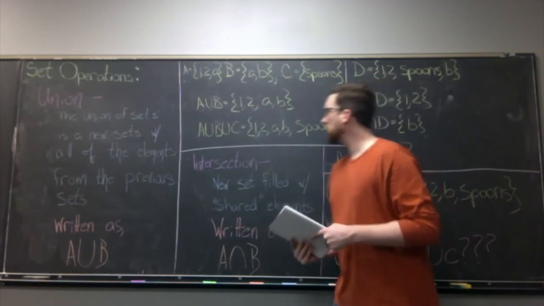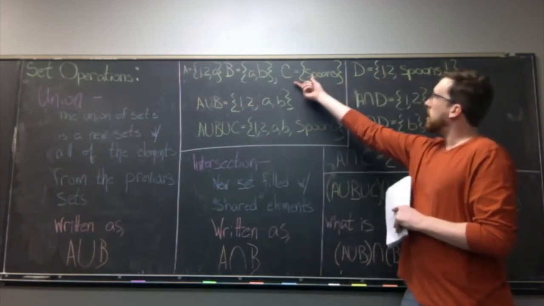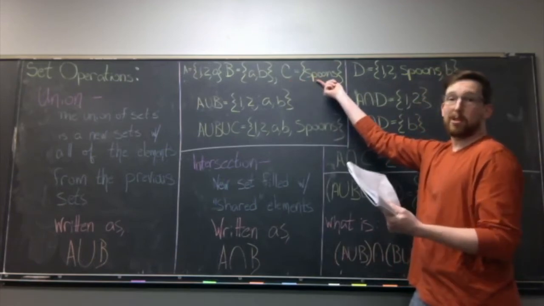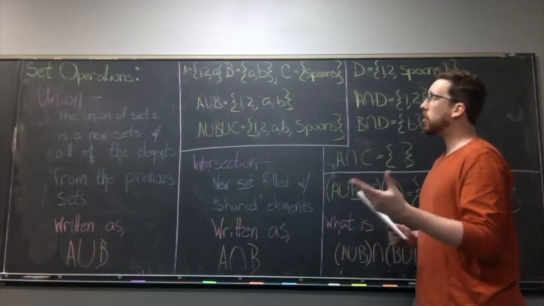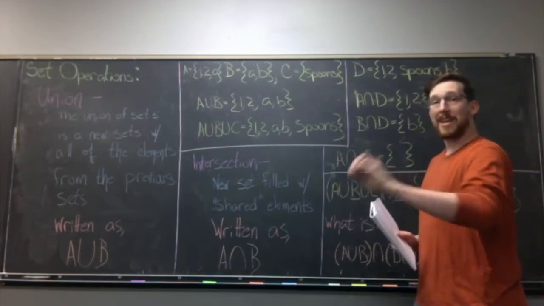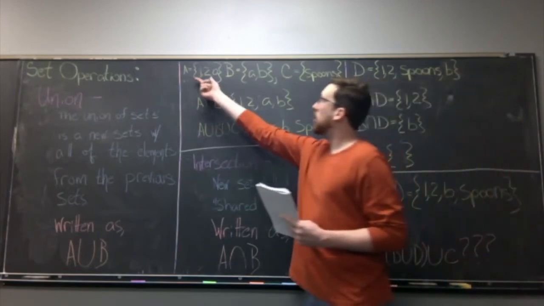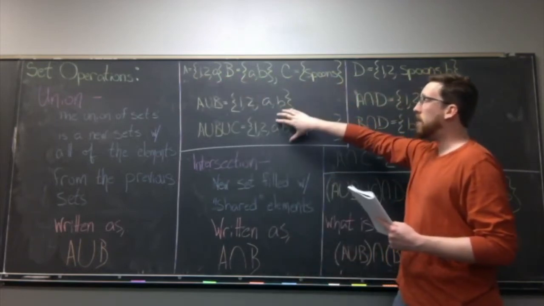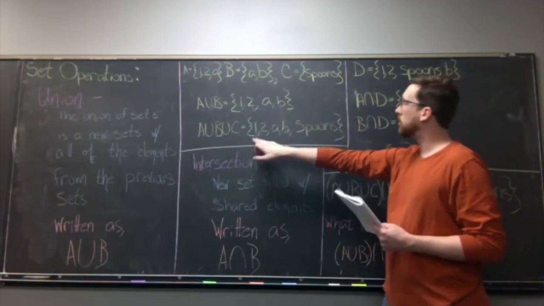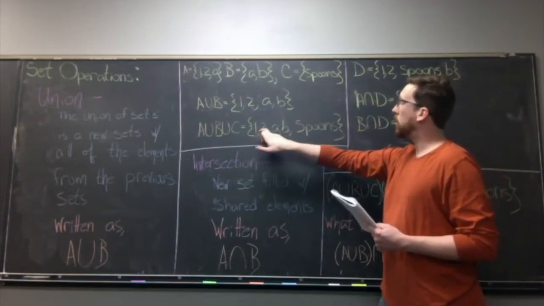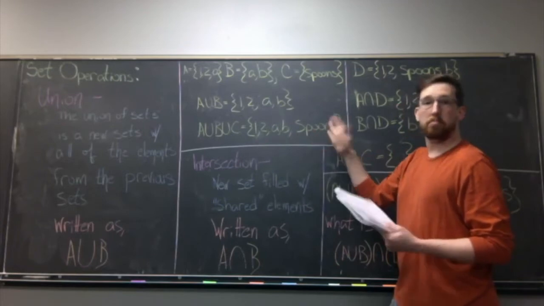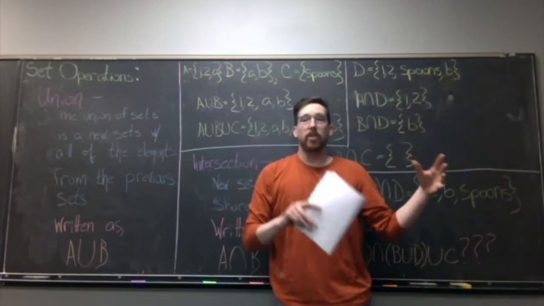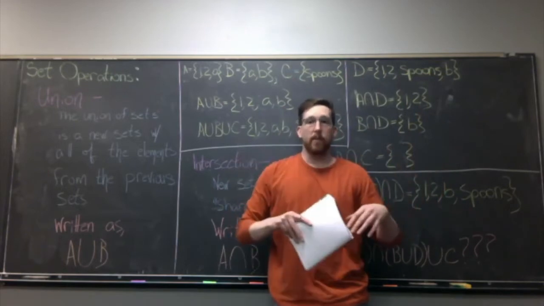All right, pretty straightforward. Now let's imagine we also have this other set C with the element spoons. If we're going to take the union of A, B, and C, again, we're just copying everything out of A, copying everything out of B, copying everything out of C, and dumping it into the new set. So we're going to end up with 1, 2, a, b, and spoons. That's all there is to unions, really. We're just copying everything out of both the sets and dumping them into a new set.